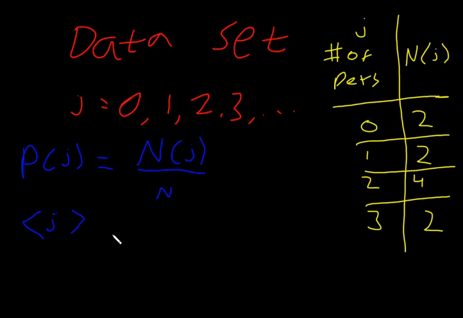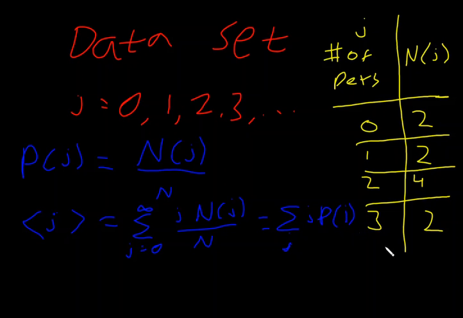So the expectation value of j, which is going to have these triangle brackets, is equal to the sum from j equals 0 to infinity of j times n sub j over capital N. And it turns out that this is equal to the sum, and now as a shorthand, I'm just going to write the sum over j, that just means all possible values of j, times p of j. And we can see that.